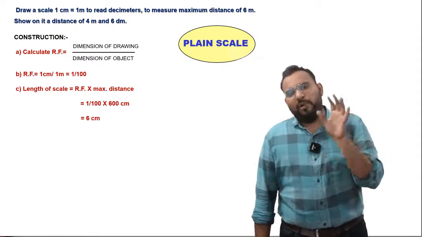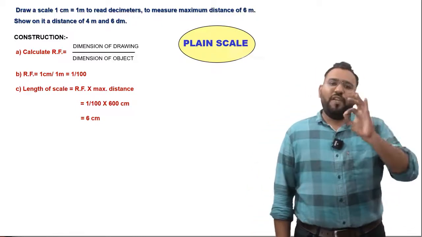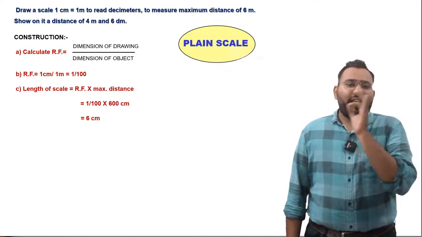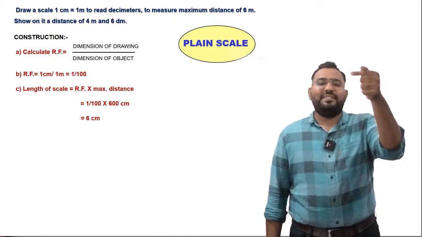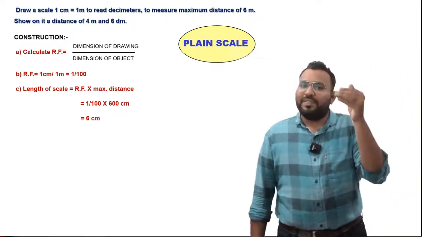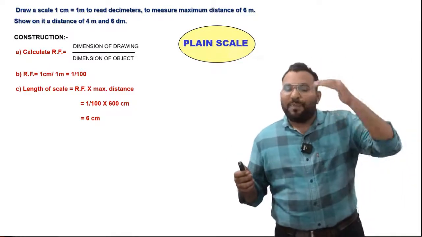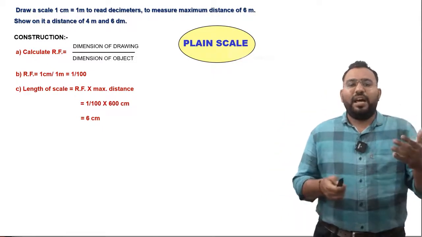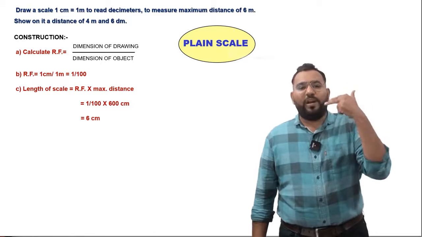In any example of plane scale, the first thing you have to find is the representative fraction. We know that the representative fraction is nothing but the drawing dimension upon the actual dimension. In the first line he says draw a scale 1 centimeter is equal to 1 meter. That means there is a line of 1 meter and you have to represent that 1 meter line by a 1 centimeter line. So the drawing dimension is 1 centimeter, whereas the actual dimension is 1 meter.